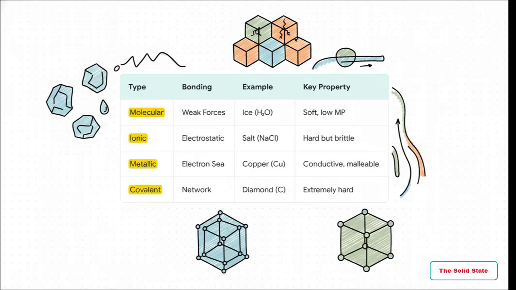Then you've got something like copper, a classic metal. It's conductive, you can bend it, that's all because of its special metallic bonds. And then, at the top of the ladder, you have diamond, a covalent solid where every single atom is locked into this crazy strong grid. That's what makes it so unbelievably hard.